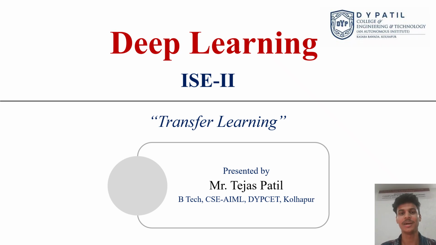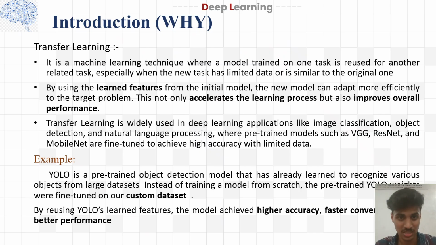Good morning, everyone. Today I'm going to talk about transfer learning, an important concept in deep learning that helps us train smarter, faster, and more effectively. So, first, let's understand why we need transfer learning. Normally, training a deep learning model from scratch requires a lot of data and computing power. But if our data set is small, that's where transfer learning comes in.